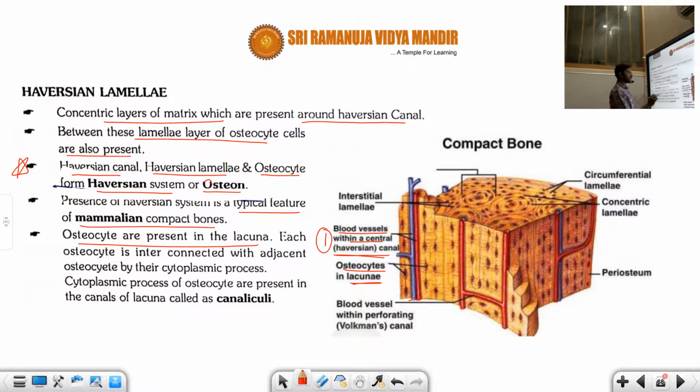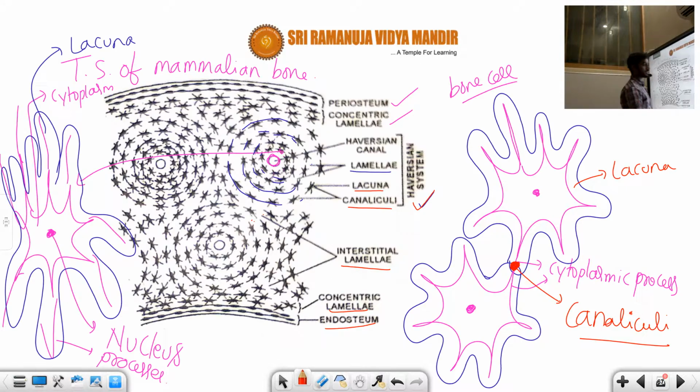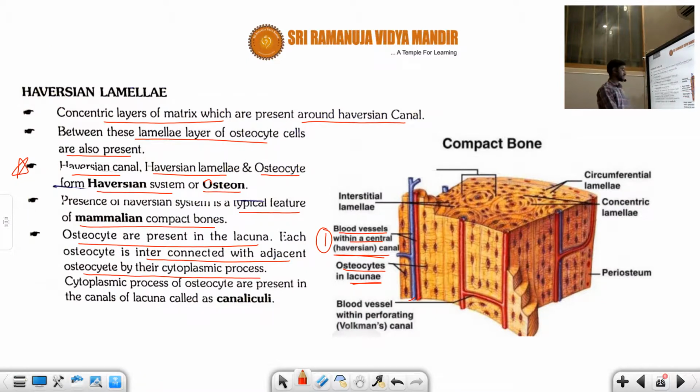Each osteocyte is interconnected with the adjacent osteocyte by the cytoplasmic process. I already represented this with the help of the diagram. You can see this diagram already drawn. You can see this is the cytoplasmic process. The cytoplasmic process will make an association, which we call canaliculi. So the cytoplasmic processes of osteocyte present in the canals of the lacuna are called, what is that? Canaliculi. This is a very, very important point, student.